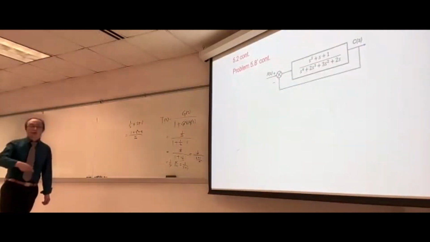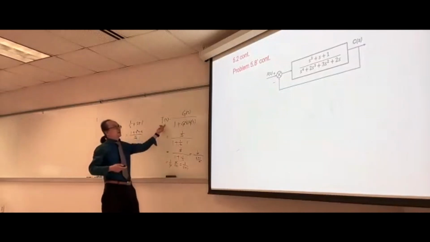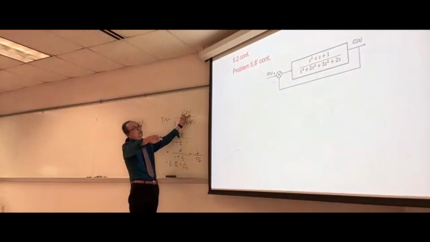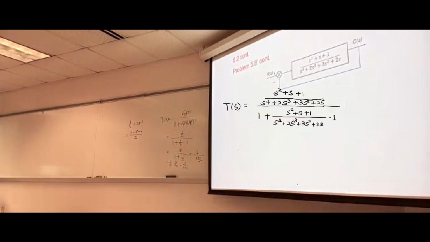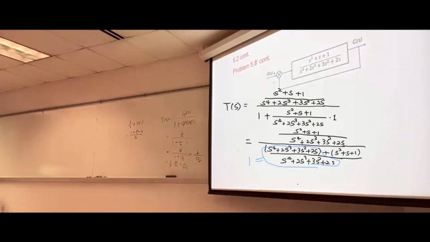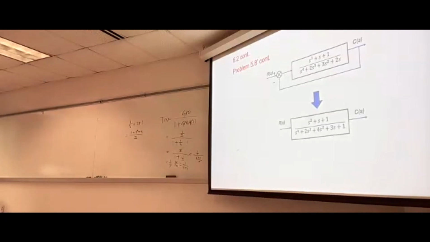This is feedback. You need to apply T of s as G of s, the numerator, over 1 plus G of s, numerator, times H of s, which is 1 this time, because it's a unity feedback. Do it. So s to the 4th plus 2s cubed plus 4s squared plus 3s plus 1. That should be the result of combining these two. So that's the final answer.